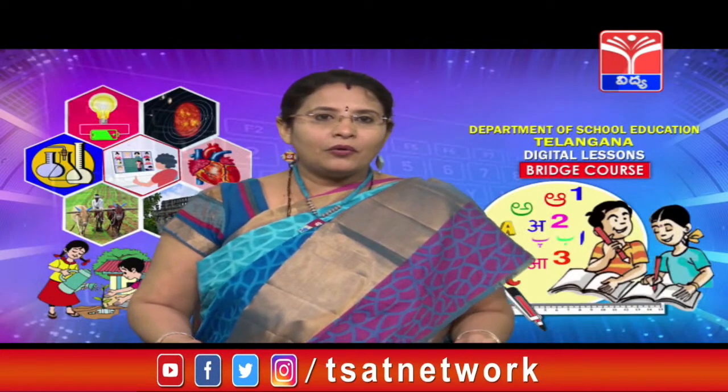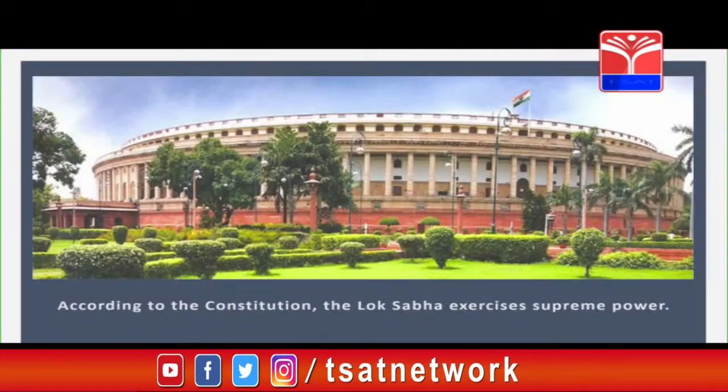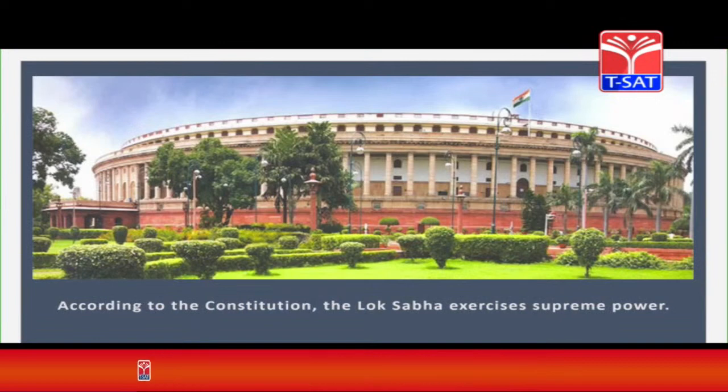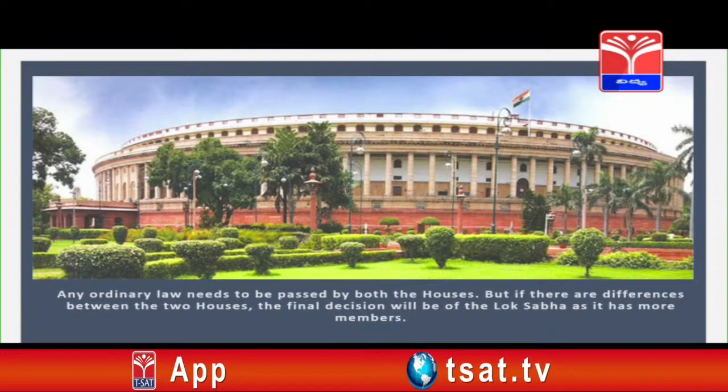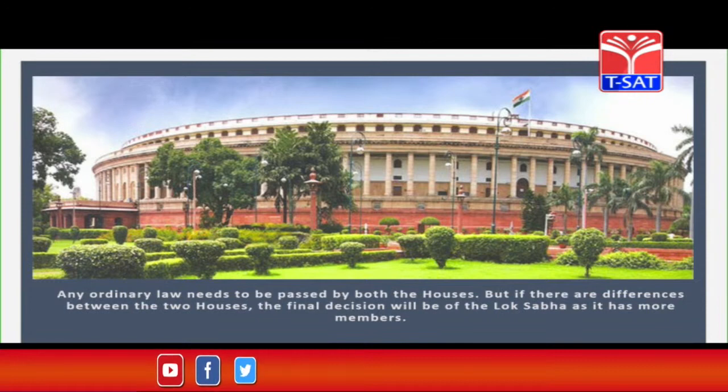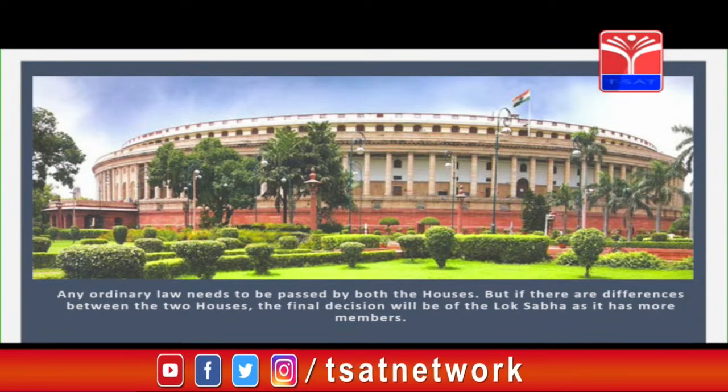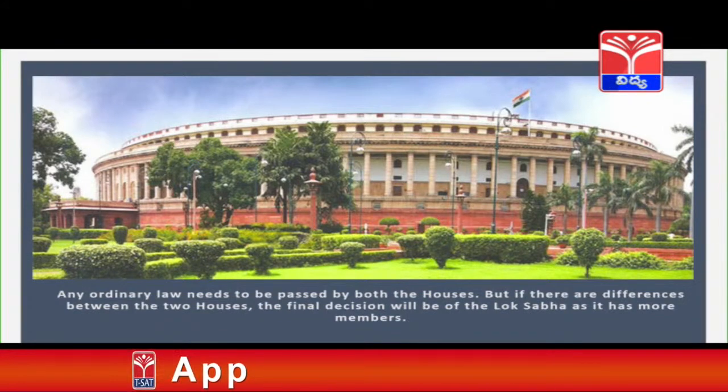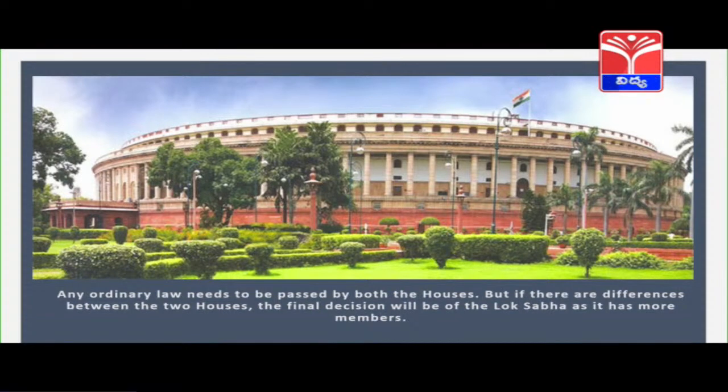Now let us discuss the power of these two houses. According to the constitution, for most of the matters, the Lok Sabha exercises supreme power. Now let us see how. Any ordinary law needs to be passed by both the houses. That means the laws are made by the members of the Lok Sabha and Rajya Sabha. When the members of the Lok Sabha have made the laws, they will send it for approval to the house of the Rajya Sabha and the members of the Rajya Sabha have to give the approval.